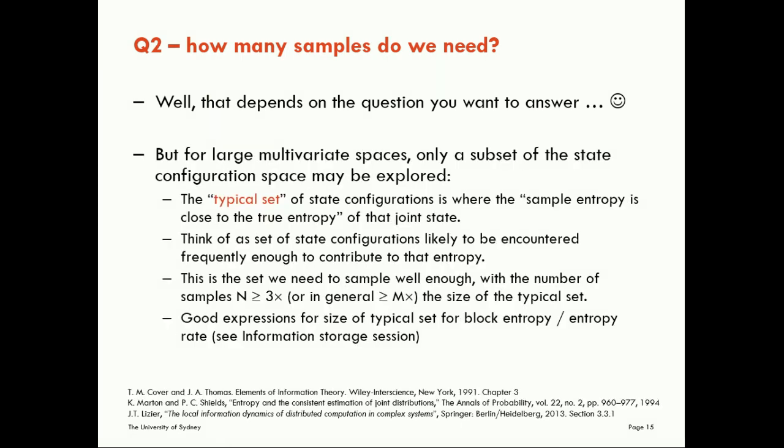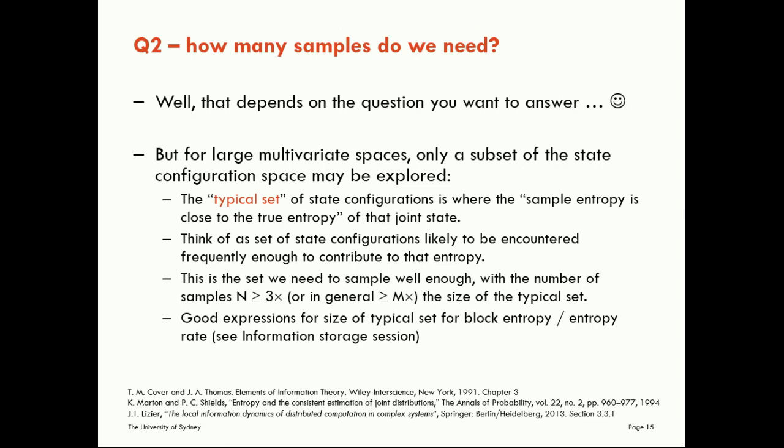For large multivariate spaces, often only a subset of that configuration space may be explored, and this is called the typical set of state configurations. That is where the sample entropy is said to be close to the true entropy of the joint state. And we can think about the typical set as the set of state configurations that are likely to be encountered frequently enough in order to contribute to the entropy here.